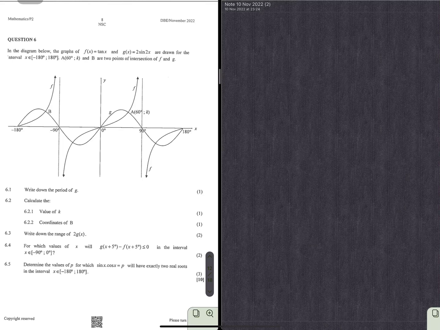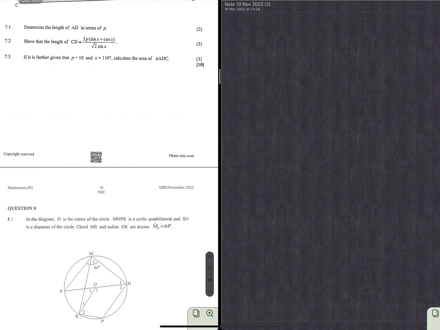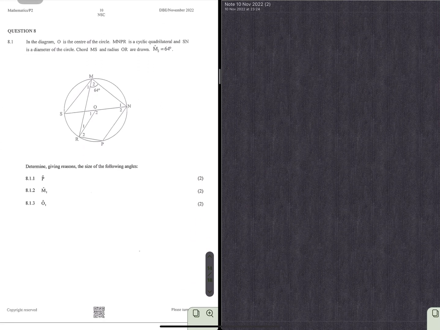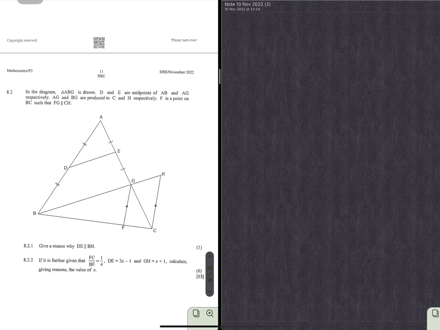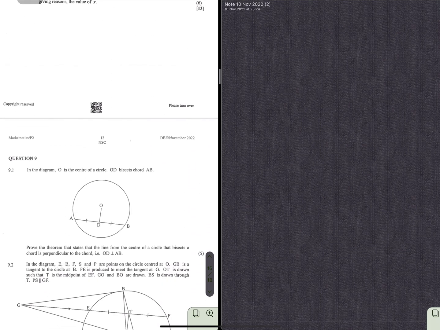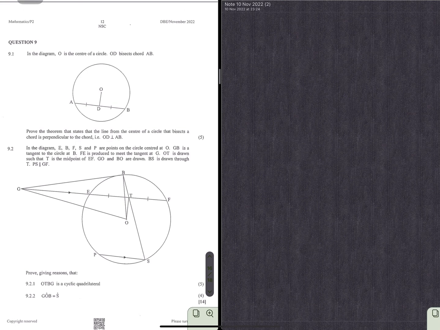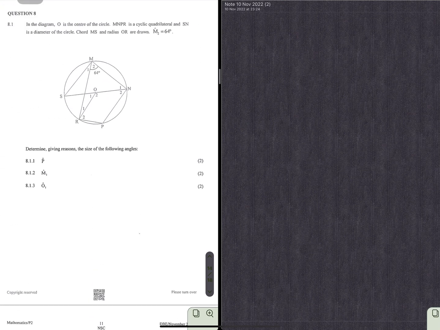I'm still working through a paper that was written by our grade 12 learners of 2022. Today, I'm going to look at question 6 and question 7 and also question 8, the Euclidean part of it, but I'm going to end at 8.3. Questions 9 and 10 are still part of Euclidean, but I'm going to do them in a separate video.